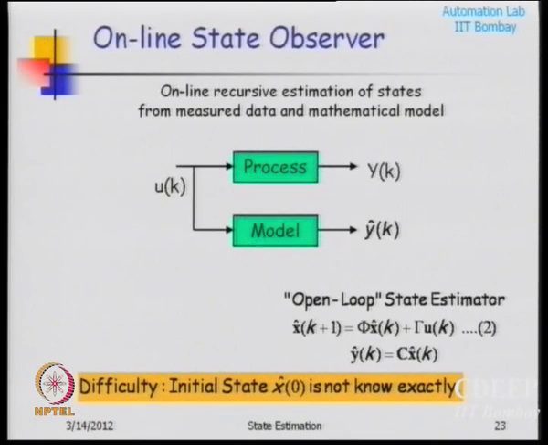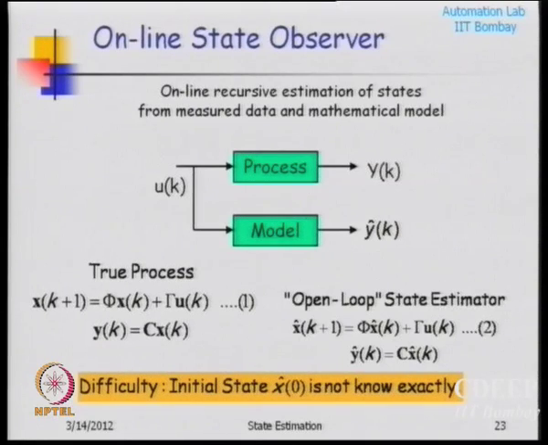Okay. So, I want a recursive estimator. What I am going to do is run my model online. Whatever input goes to the plant, I am going to feed it to my model. And so, this is the true process, and this is my estimator which is running in my computer online. When the process starts, at the same time I start running my model in parallel on the computer. Whatever input goes to the plant, I am giving it to my model.